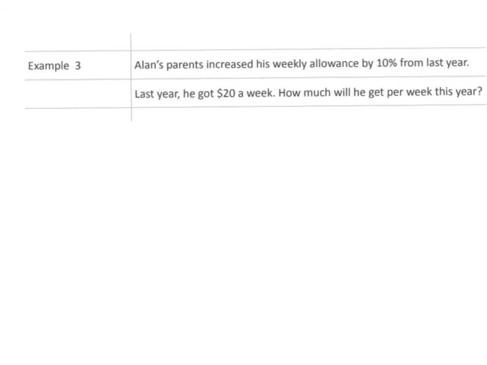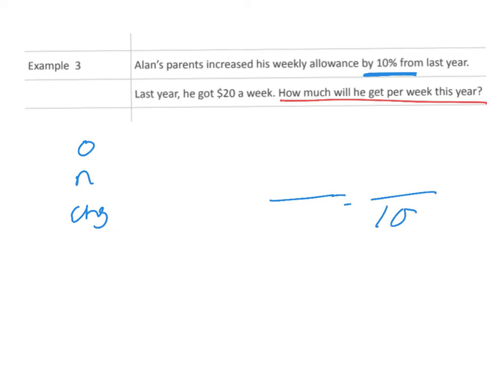More. Let's hope we get this one. Here's one where we're going to have to find something else. It wants to know how much he's going to get each week this year, okay? So let's do this. Our original amount, our new amount, and our change. Alan's parents increased his weekly allowance by 10% from last year. Well, we set up our proportion. We know the 10 is going to go over 100. Last year, he got $20 a week. That's the original. So that's going to go on the bottom.